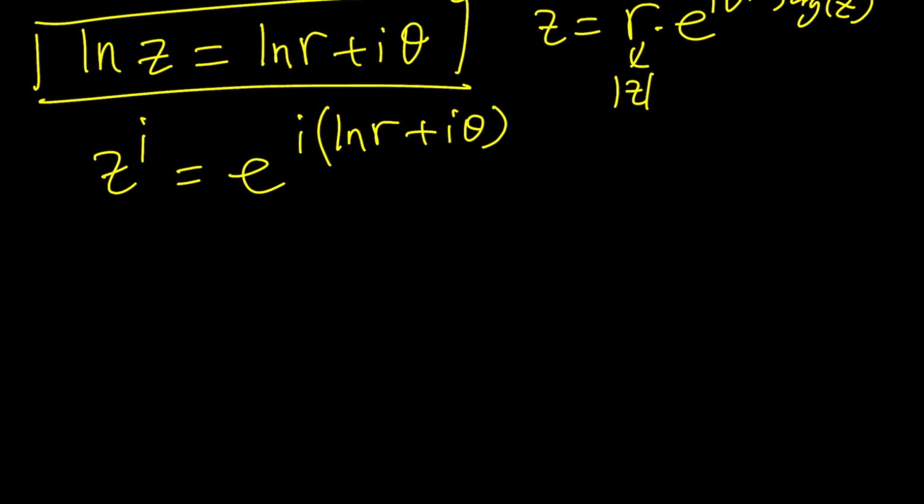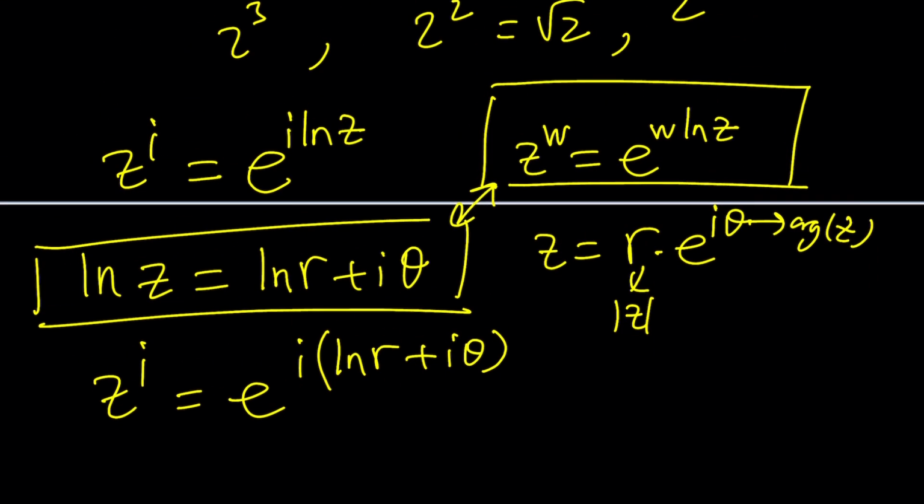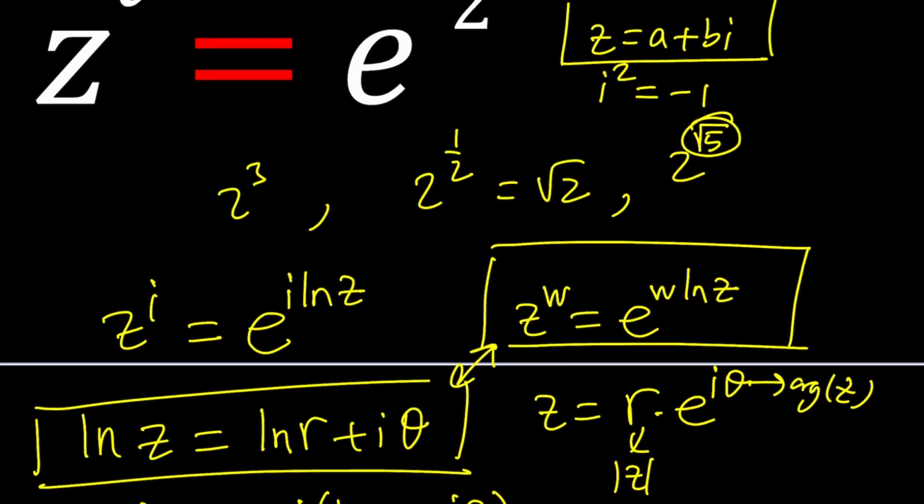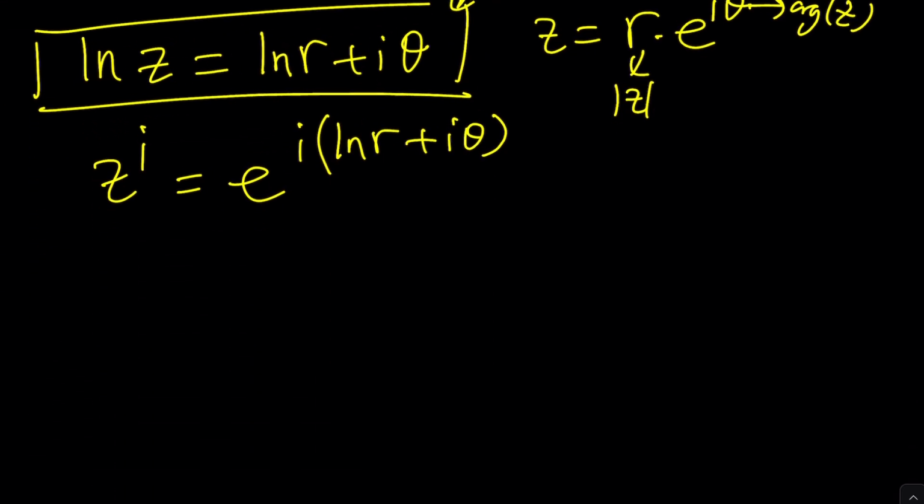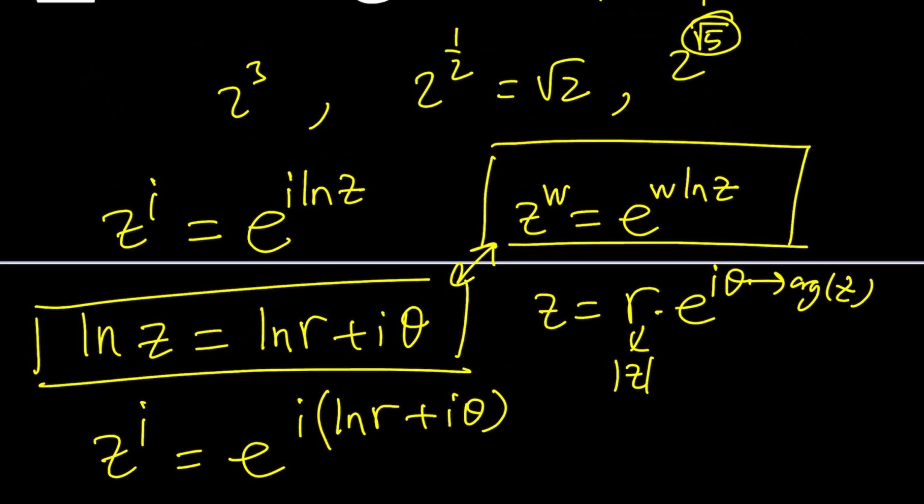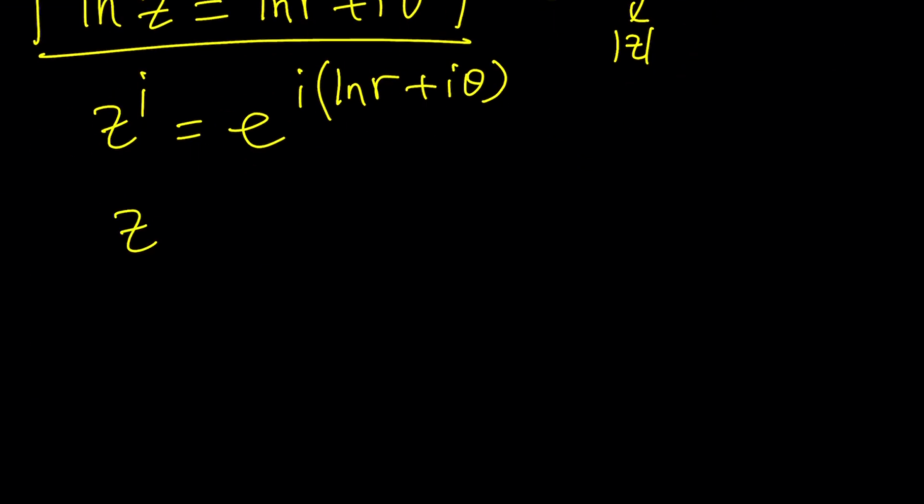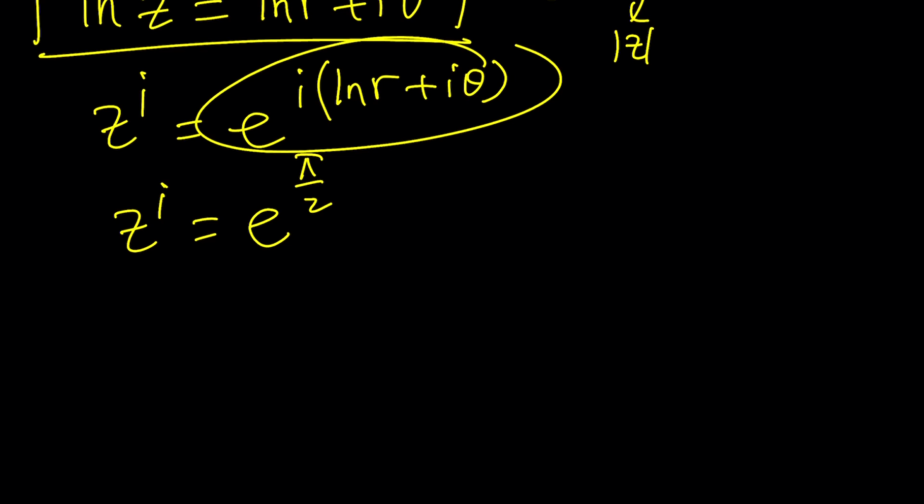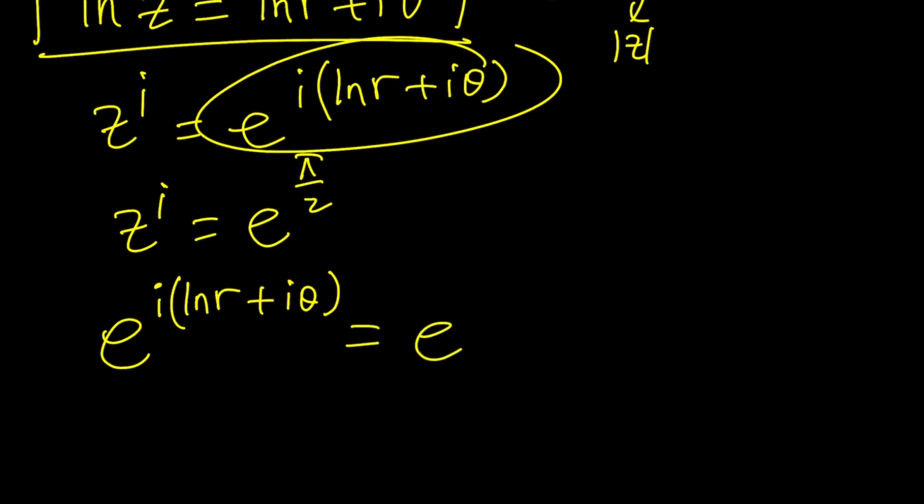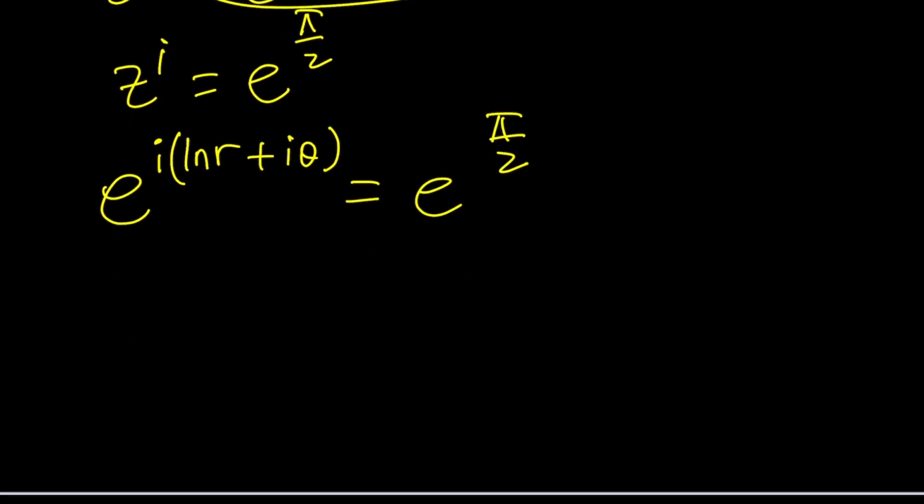So let's go ahead and do it for this number. What is the modulus of z? We don't know, right? So let's just plug it in and see what happens with the givens. Great. So we have z to the i equals e to the power pi over 2, right? Now we're going to replace z to the i with this. That gives me e to the power i times (ln r plus i theta), and this equals e to the power pi over 2. Nice. Let's see what happens from here.